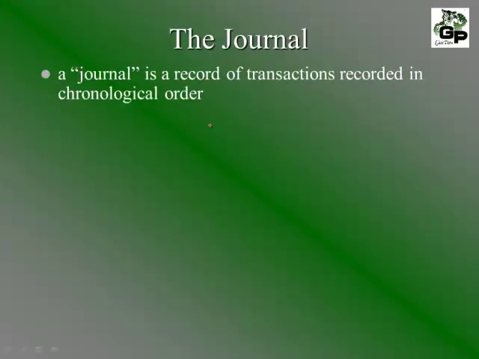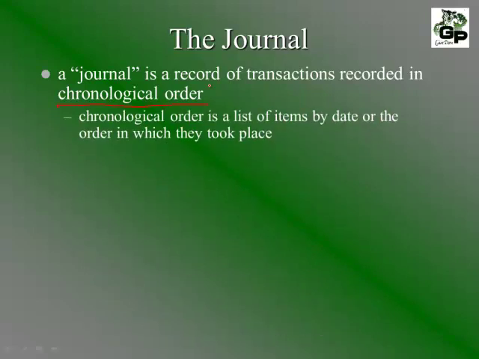The definition of a journal is that it's a record of transactions recorded in chronological order. It's very important that you have in your definition reference to the word chronological order. What is chronological order? It is order according to time. It's a list of items by date or the order in which they took place.